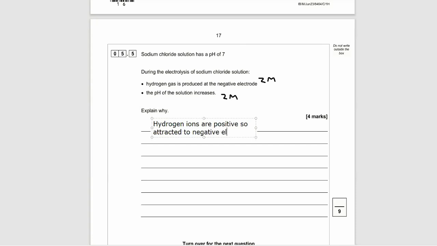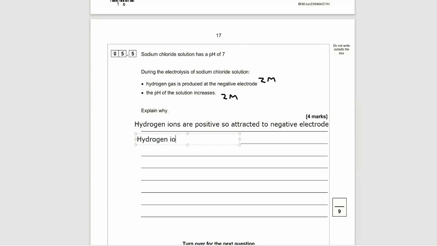So hydrogen ions are positive and they're attracted to the negative electrode. So that's going to get you a mark. Then we can say what happens to them. Well, they pick up electrons because they're H⁺. So there's going to be H⁺ + e⁻ goes to H, although that's not balanced. So there's a little half equation there. They're gaining those electrons. If you wrote the half equation, you get the 2 marks for this anyway. So hydrogen ions gain electrons, they are reduced. That would get you both marks.